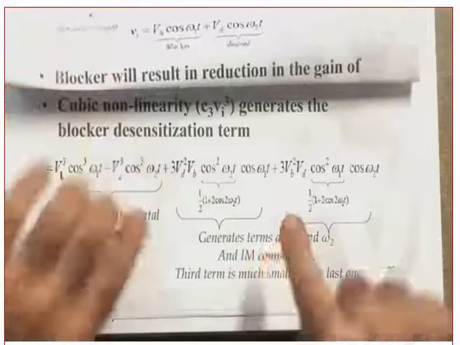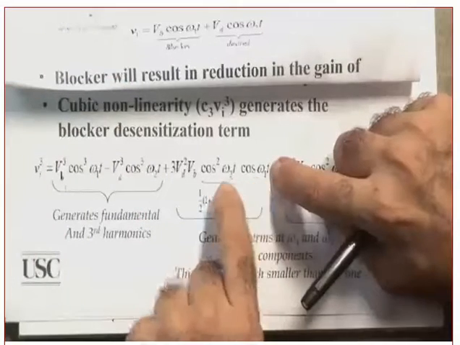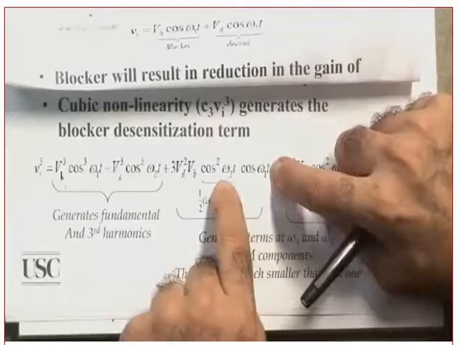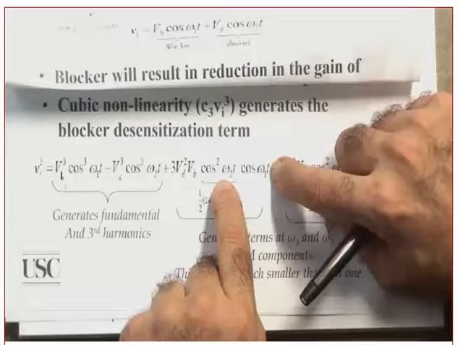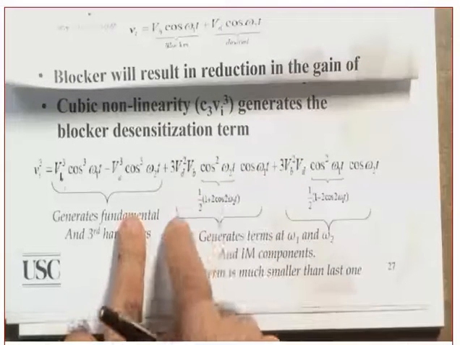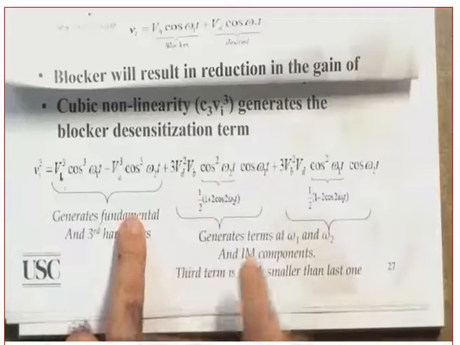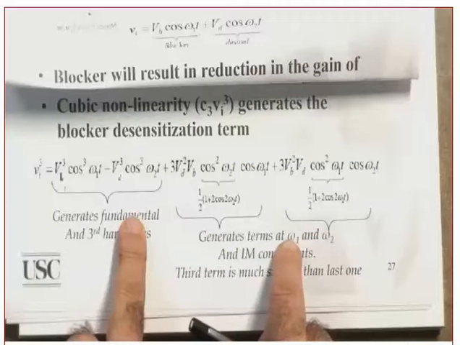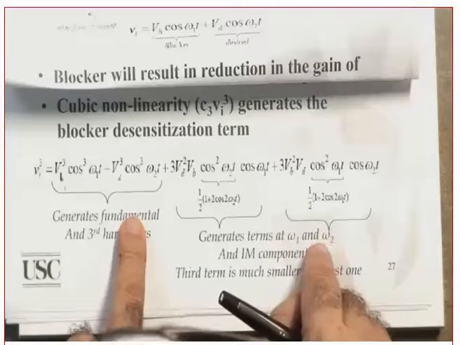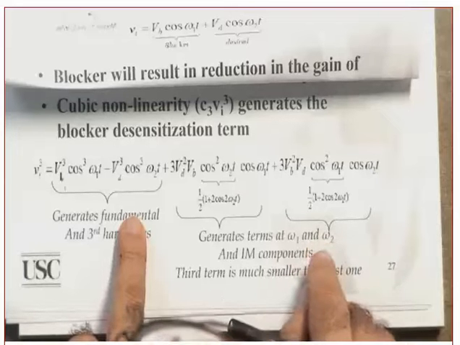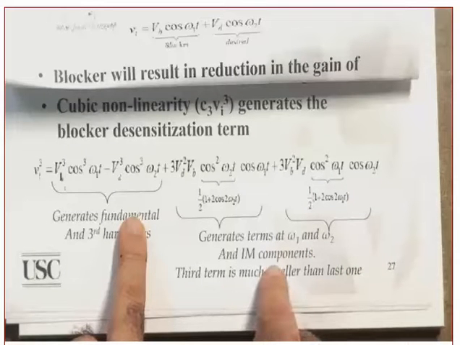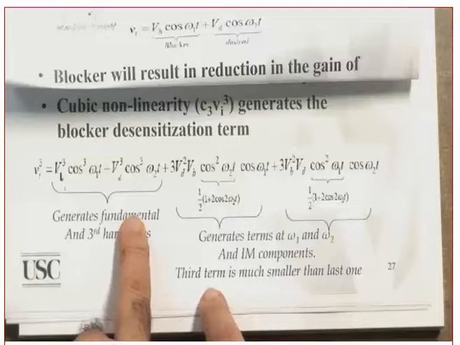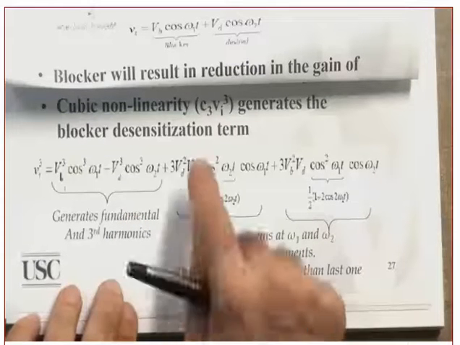Why at omega 1? Can you tell me why at omega 1? At omega 1, because this one is what? Cosine squared. Cosine squared is what? 1/2 plus what? 1/2 of cosine twice. Yes? The 1/2 with this will generate what? Will generate a term at what? Omega 1. Yes or no? And then, where is the omega 2? Omega 2 will come from this term. Yes or no? Along with what? Along with the intermodulation component. Clear? Clear? Okay.